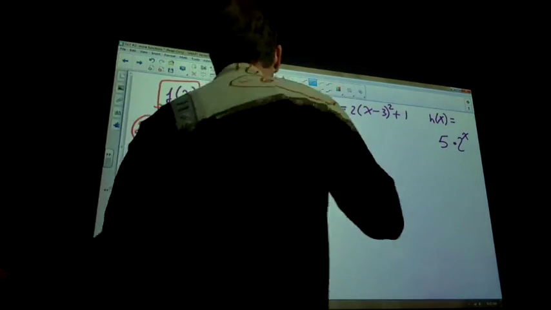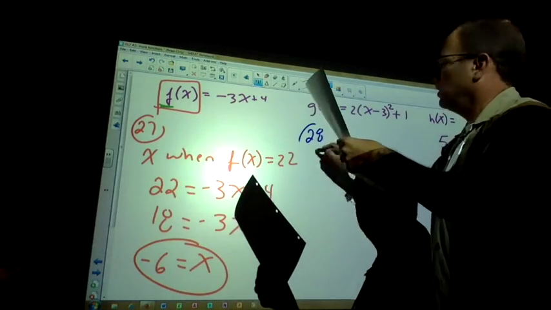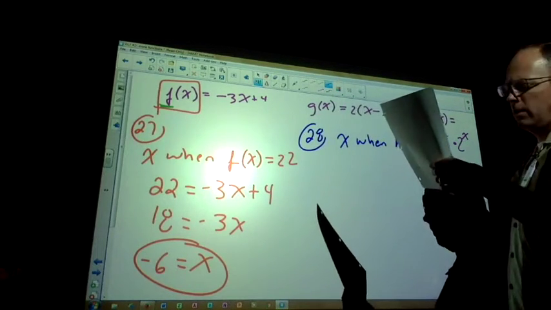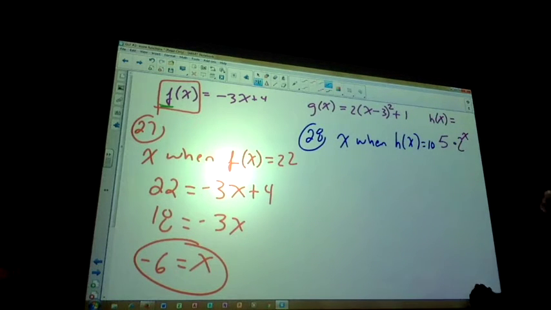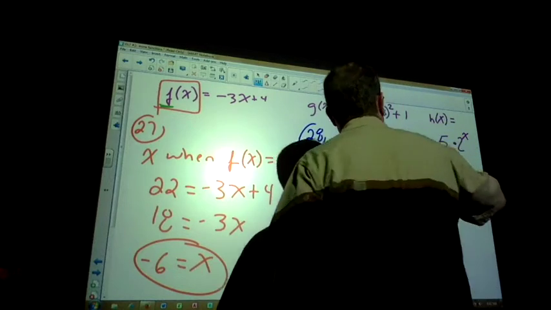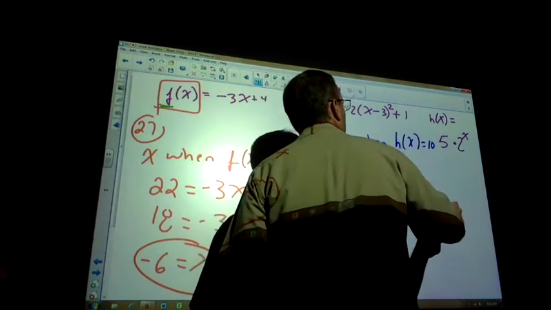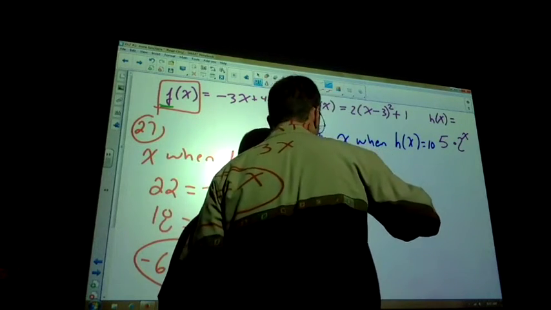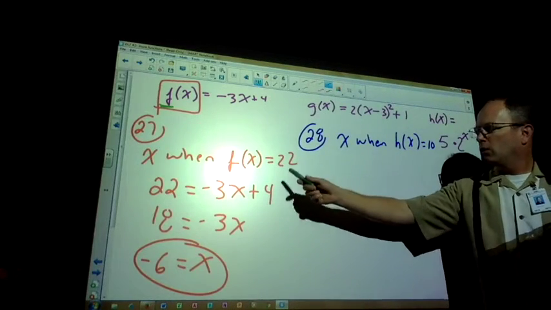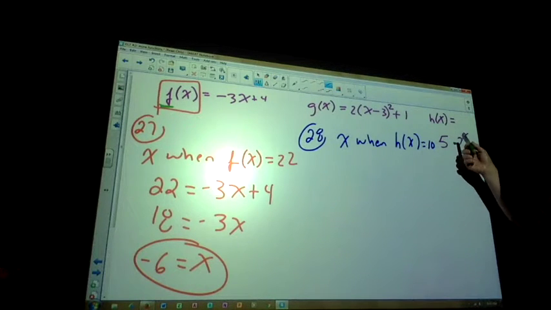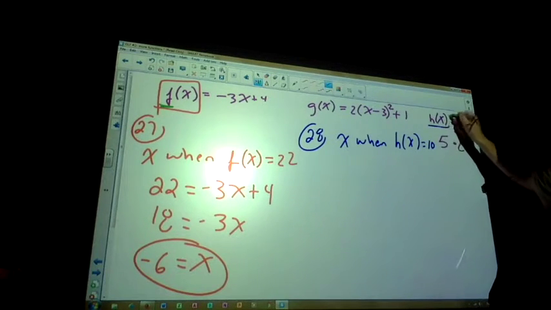So if I look at number 28, we have x when h at x equals 10. Which equation am I using? The first, second, or third? Third. Why is that? We want h at x. Okay? So I'm going to use the third equation. Where is 10 getting plugged in for? What did 22 get plugged in for on the first one? F at x. H at x. Okay? So this is where I'm plugging in 10 now.